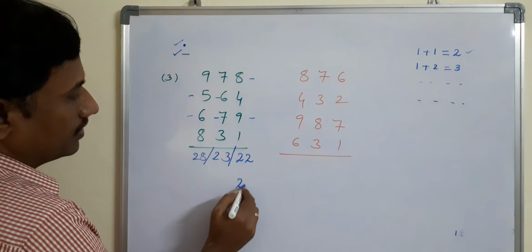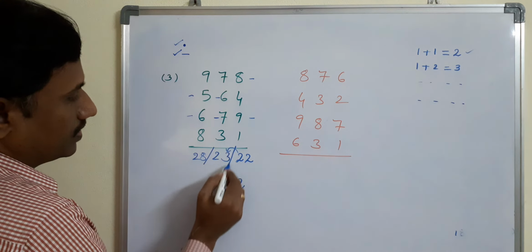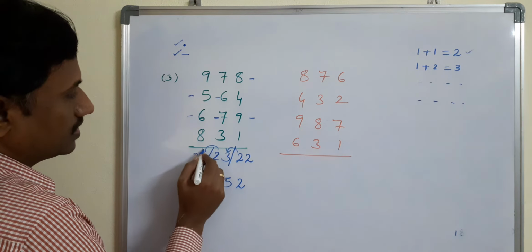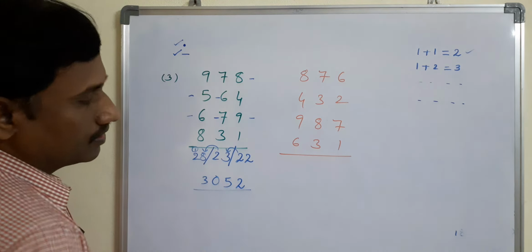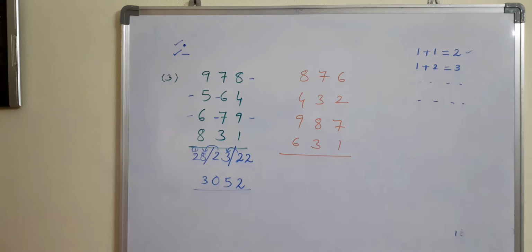Then write the ones digit as it is. 2 plus 3, 5. Then 2 plus 8, 10. 10 means carry 1. 2 plus 1 is 3. This is the answer. Okay.